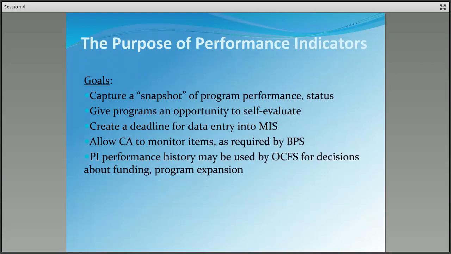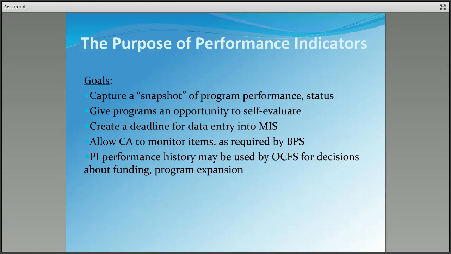Performance indicators are run twice a year, in April and October. There are several goals for this process. First, PIs provide a snapshot of program status and performance. How many QPTs do you meet for the past year? How many families are on creative outreach at this point in time? Do all workers have their required trainings?